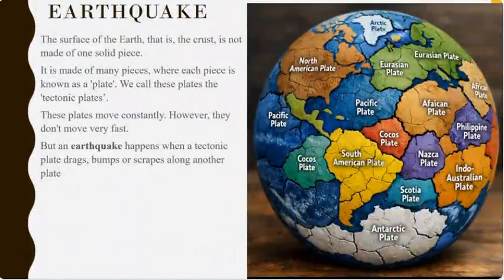The surface of the earth, called the crust, is not a single solid piece. Instead, it's made up of many pieces known as tectonic plates. These plates move constantly, though very slowly. An earthquake happens when a tectonic plate drags, bumps, or scrapes along another plate.